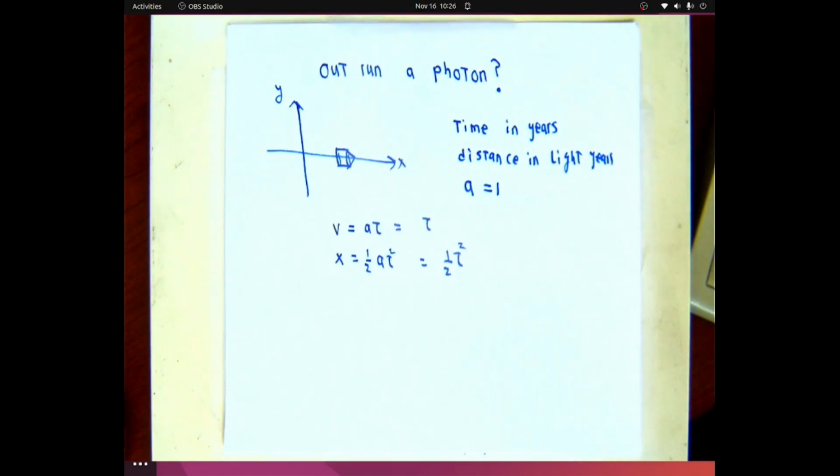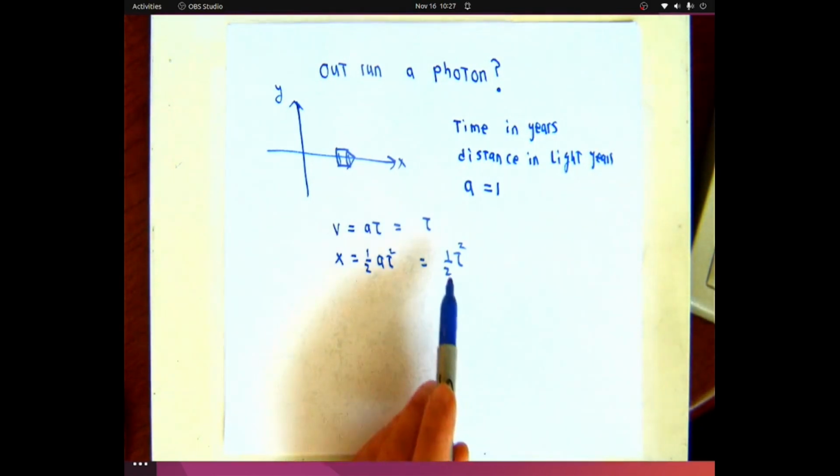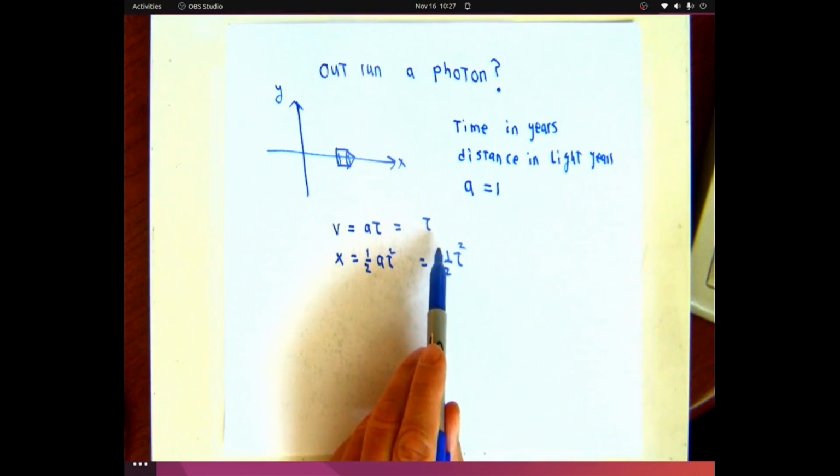Using Newtonian ideas, the speed is the acceleration times the time, which in this case will just be t. The x-coordinate of Fred is 1/2 acceleration times t squared, which will be 1/2 t squared. Even before we do anything else, it's worth mentioning that in the Newtonian situation, the speed can be made as large as you want. When t is larger than 1, the speed will be larger than the speed of light.